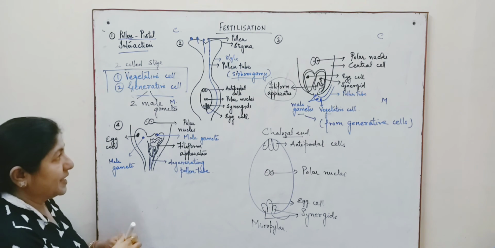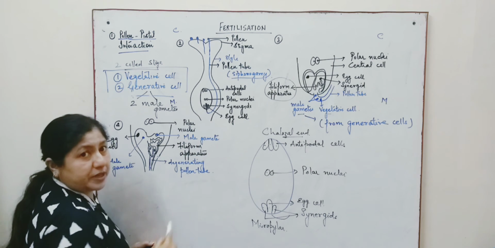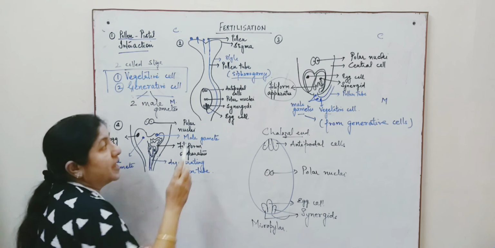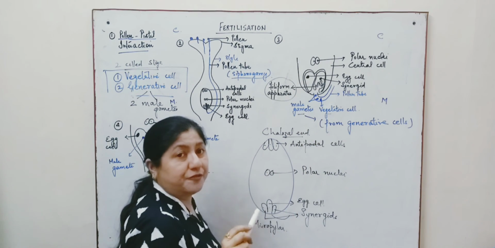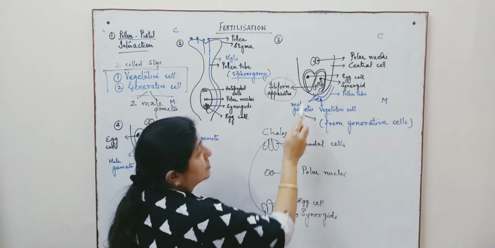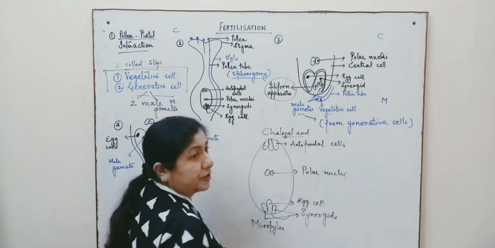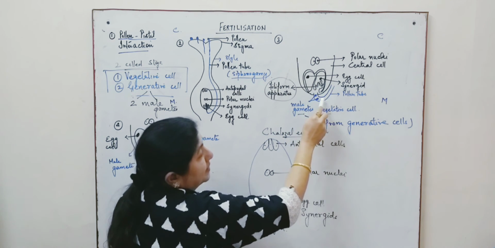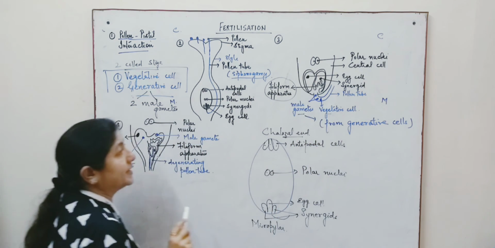Now the three cells will move along with the pollen tube, reach the embryo sac, and reach one of the synergids. As they reach one of the synergids, it bursts open, and the filiform apparatus, which are microtubular structures, push the male gametes and allow their entry within the embryo sac. So they will guide the pollen tube carrying the male gametes to fuse with the egg cell.